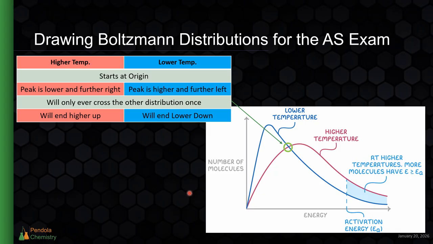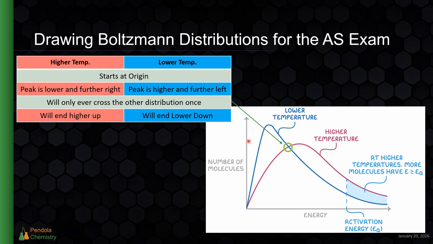Number 2, because you're usually going to be drawing two of these, the two different temperatures, on the same axes, when we draw these, they should only ever cross once. The two distributions, other than obviously at their origin where they start, should only ever cross each other once.